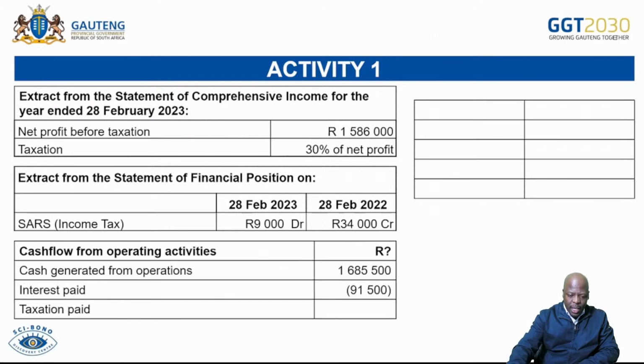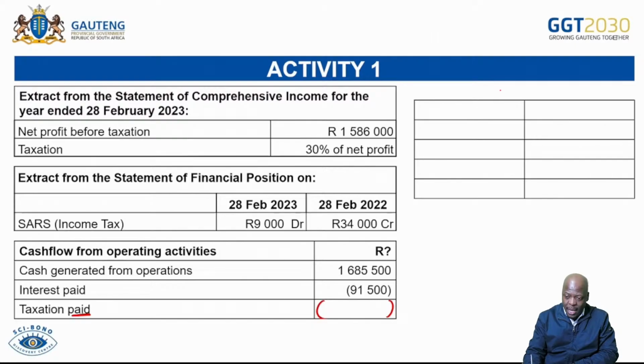Here, we are now calculating our taxation paid. Again, from the word paid, before I forget, I'm going to put in my bracket. I know that whatever figure I'm going to put in, it's going to be a cash outflow because taxation is paid. Cash is going out. Then I need to do my calculations. I know there are several ways in which we calculate our taxation paid, but I'm going to do a T account in today's class.